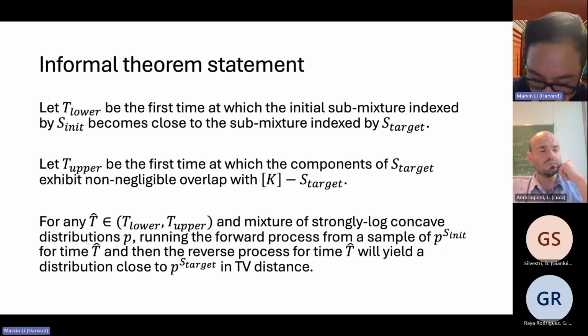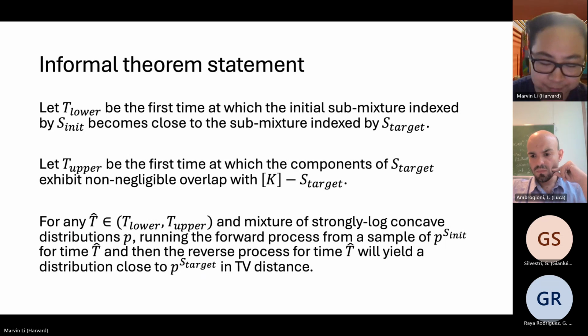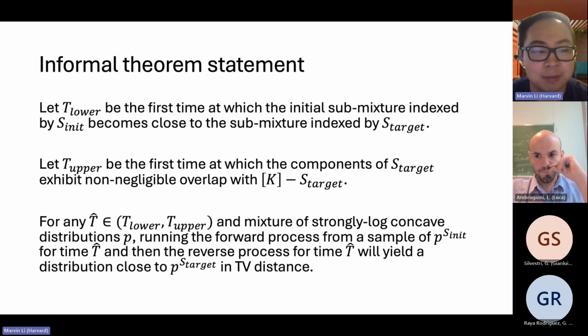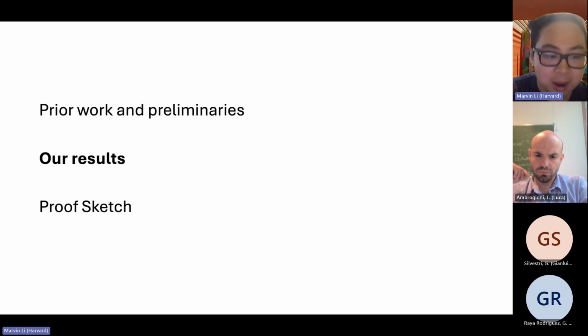At the same time, we still need T lower to be less than T upper to make this a valid thing. And it turns out that this is true when the features are salient, which I'll define later. Also, if S init and S target are the same, which is actually useful for interpretability purposes, then we only need T upper to be greater than 0. So now I'm going to talk about the results in more detail.